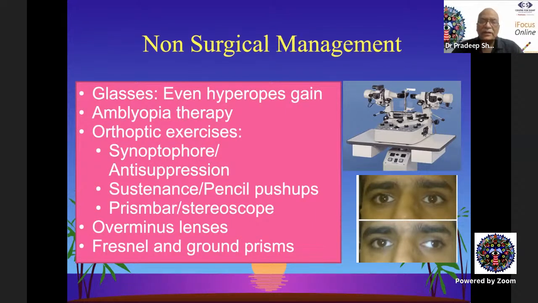So we have basically the non-surgical management and the surgical management which is there. In the non-surgical, we have first of all the glasses, and remember even the hyperopes gain in exotropia also. Amblyopia therapy is the second component of non-surgical management. Orthoptic exercises will be very helpful in cases which have convergence insufficiency.